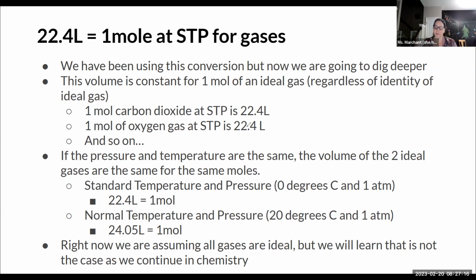But 1 mole of gases, if it's an ideal gas at the same temperature and pressure, it's going to have the same volume. So if it has the same number of moles and it's at the same temperature and pressure, it's going to have the same volume.